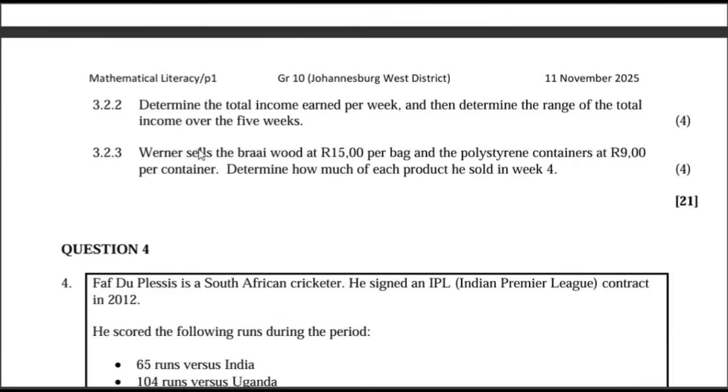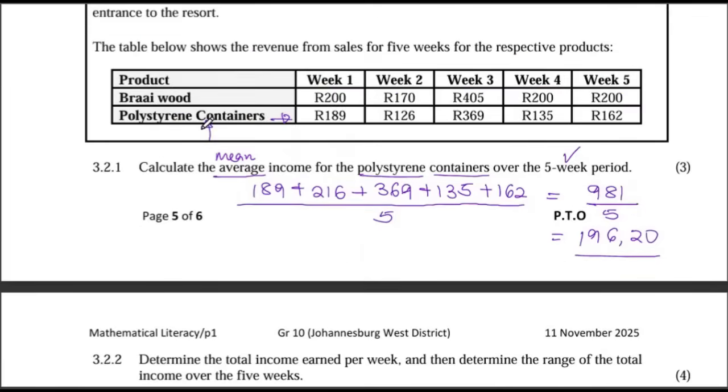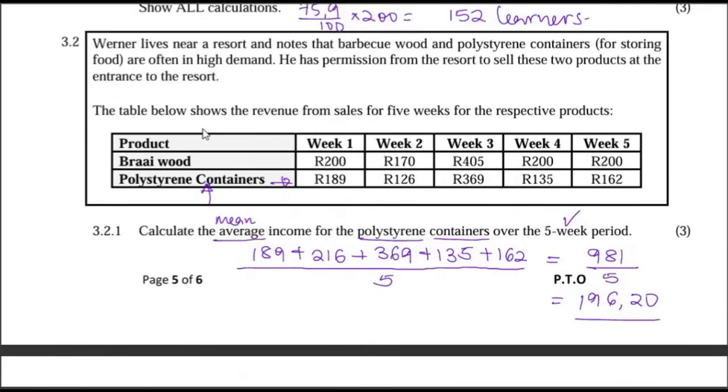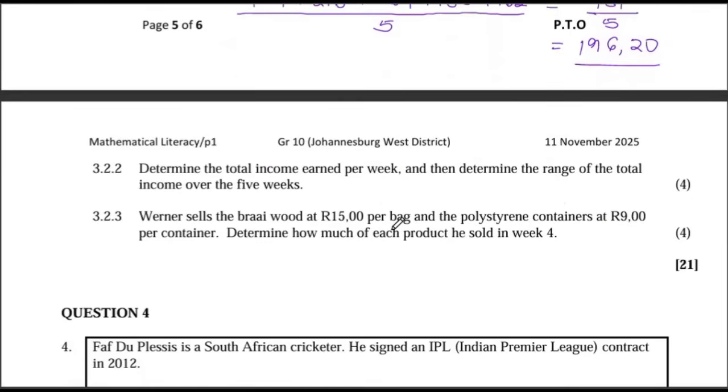Now, what they want us to do is to come here and we add. Week 1, what did we get? When we add these two, I believe we get 389. Week 2, we have 296. Week 3, we have 774. Then week 4, we have 335. Week 5, we have 362. We've done that. That's one of the questions. So we've got the total income per week.